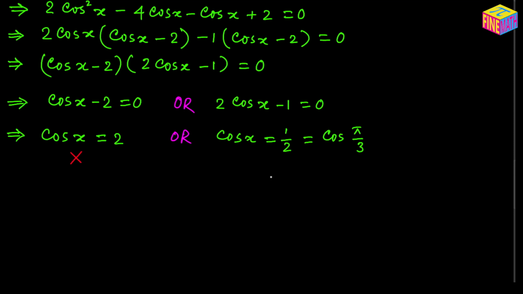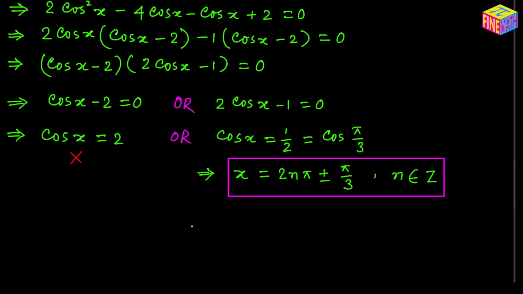Now how about the other one? Well, the other one is looking nice. We have cosine of x equals cosine of pi over 3. So from here we can say, well, then we get a solution here that x will be equal to 2n pi plus or minus the angle, which is pi over 3. That's the general solution in this case. So in this case we have only one general solution, and that is x equals 2n pi plus or minus pi over 3, and of course n is an integer.